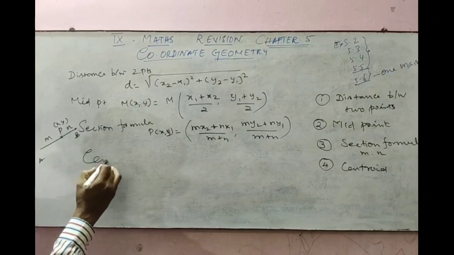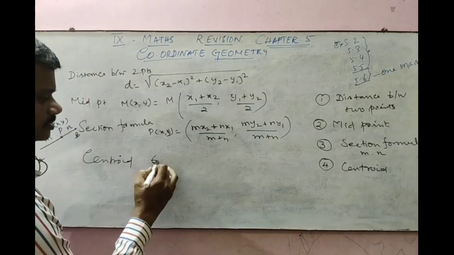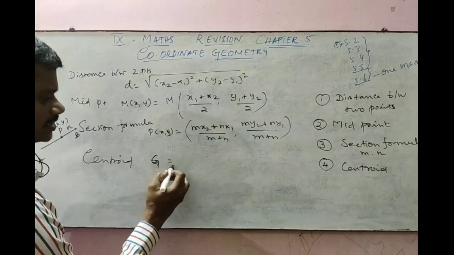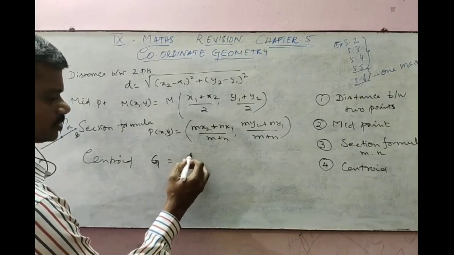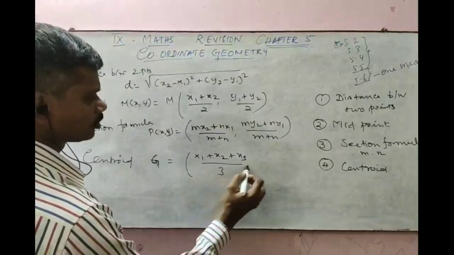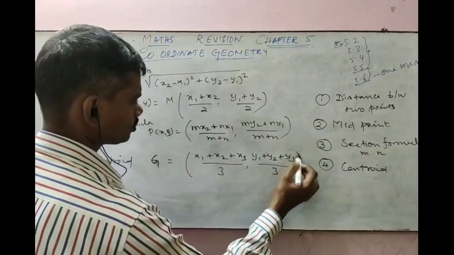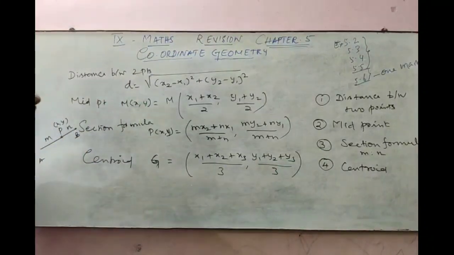Then the last one is the centroid. The centroid of a triangle is denoted by the letter G. G of x comma y is equal to x1 plus x2 plus x3 by 3, comma y1 plus y2 plus y3 by 3. So you have to try out all these formulas very well, then only it is easy for you to do the sum.